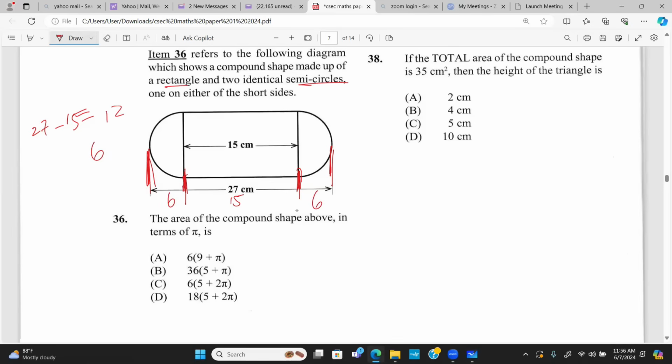So quickly, we take that off. So our 15 plus our 12 gives us our 27. If we know what the radius is, the diameter here is actually 12. So we have to take note, this is 12. So the rectangle is going to equal 15 times 12. So let's put everything together.